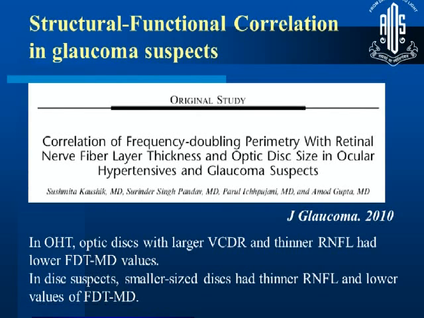We looked at the structure-function correlation in suspects, and what we found was that in ocular hypertensives, optic discs with a larger vertical cup disc ratio and thinner RNFL had lower FDT values. So these were all patients with normal Humphrey visual fields. And in this suspect group, the smaller size discs had thinner RNFL and lower values of the FDT. So probably these suspects with smaller discs are the ones who get missed out, and those are the ones you need to be careful about.